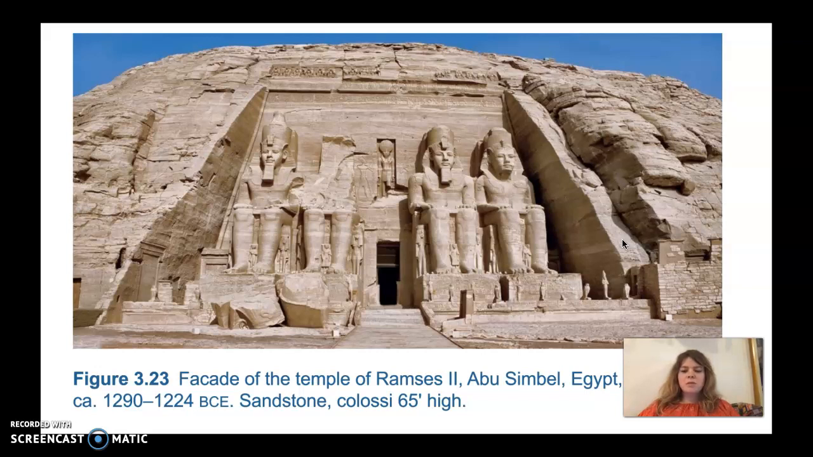So Ramses II is a very famous king. He reigned for around 65 years, which is a huge accomplishment because life expectancy was really not very long during this time. And so this temple was designed so that the summer and winter solstices and the rising sun will come in, and it'll illuminate the king's image on the inside of the temple.